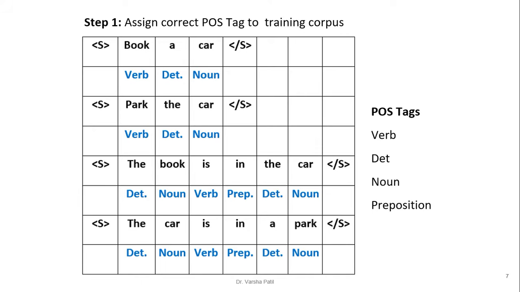Step 1. Assign the correct part of speech tag to the training corpus. For this problem we take a very simple solution. We take only 4 part of speech tags: verb, determiner, noun and preposition. Now for example, is comes under the category of auxiliary verb, but here it is taken at a very coarse level, so that is represented by verb. Book a car. Now here book will represent verb, a is determiner, car is noun. Park the car, again park is verb, the is determiner, car is noun. In a similar way we assign the correct part of speech tag to each word. Here in comes as a preposition. So this is our first step, that is, assign the correct POS tag to the training corpus.